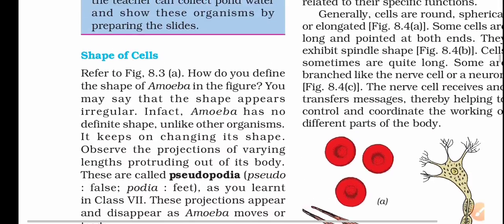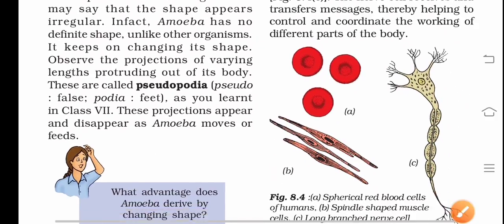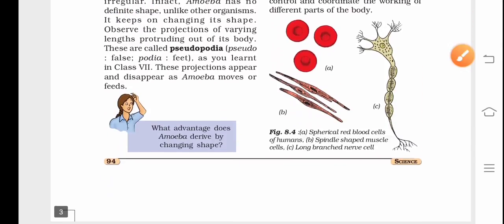Now, what we see here is the shape of the cells. The next topic: shape of the cell also varies. Like we have seen amoeba, it does not have any proper shape and it moves with its false legs called pseudopodia. Similarly, another cell which does not have any shape like amoeba is the WBC or the white blood cell, which is present in large numbers in the human blood.